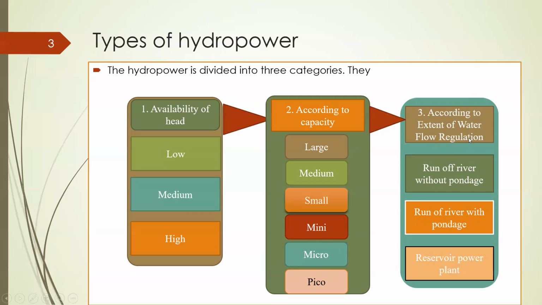According to extent of water flow regulation, it is further classified into three types: runoff river without pondage, runoff river with pondage, and reservoir power plant. Runoff river without pondage. When a river flows from hilly regions, the flowing water is directly fed to the turbine and the water is not stored. In runoff river without pondage types, water is not stored and it is used as it comes. It uses water only when it is available.